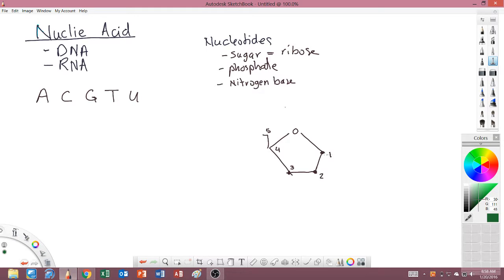So carbon 1, carbon 2, 3, 4, 5. This is sugar. And this sugar is known as ribose. What's the first letter in RNA? R stands for? Ribose. Very good. And what's the N for? Nucleic. A for? Acid. So the nucleic acid that's found in the nucleus, and it has the ribose sugar, is called RNA. If it has deoxyribose, DNA. And I'll come to that.